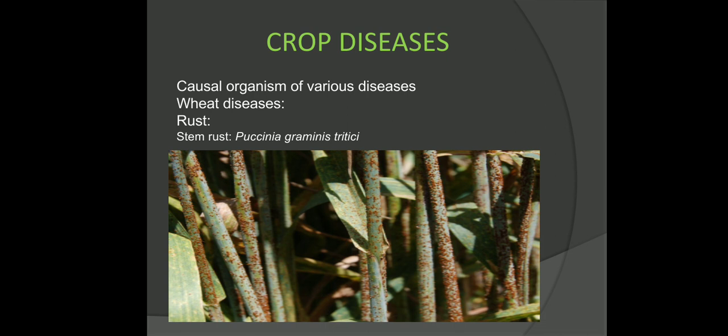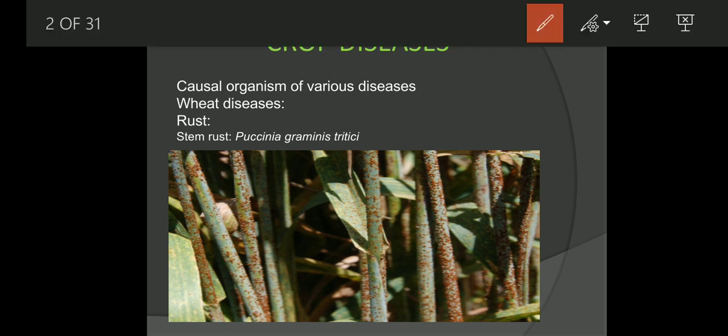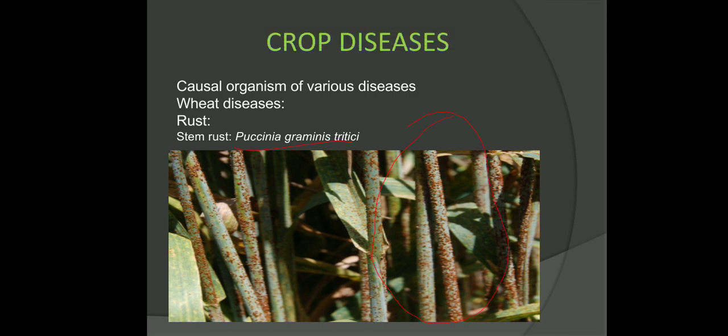First of all, we will start with wheat. The most prominent disease in wheat is rust. Basically, there are three types of rust: stem rust, then we have leaf rust, and stripe rust. First of all, we will be discussing stem rust. Stem rust is caused by Puccinia graminis tritici. The symptoms are seen in the stem part due to the presence of red pustules in the stems.